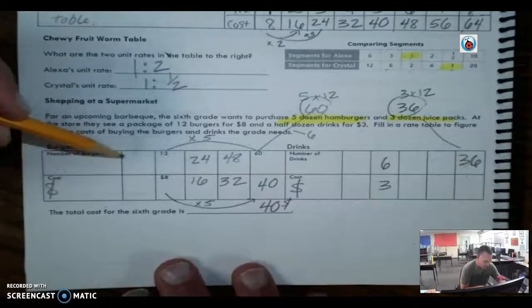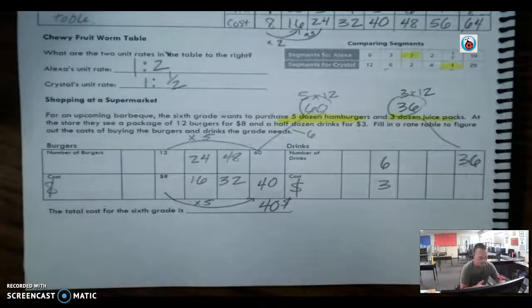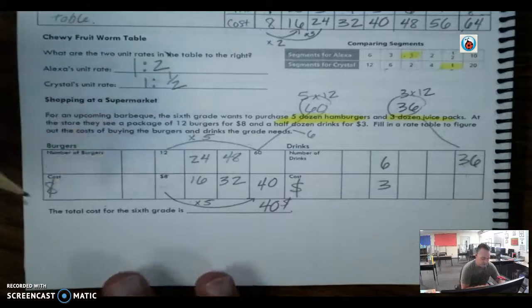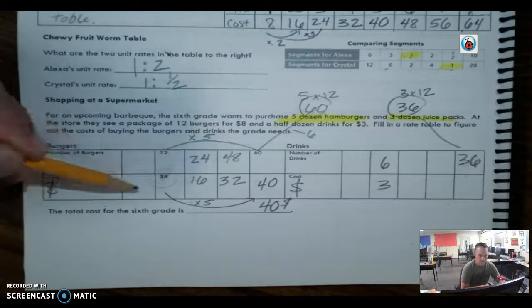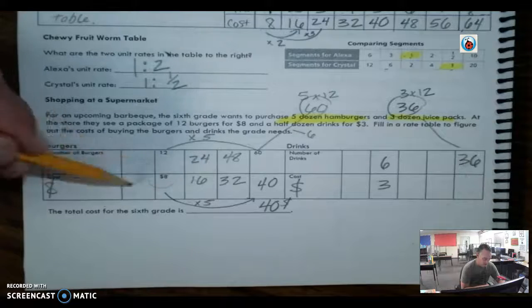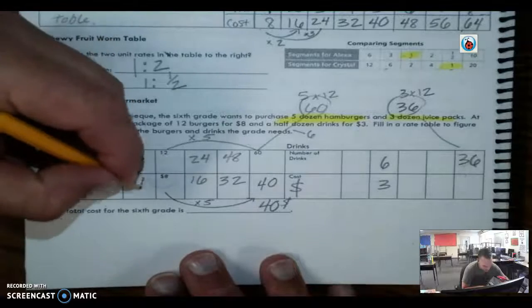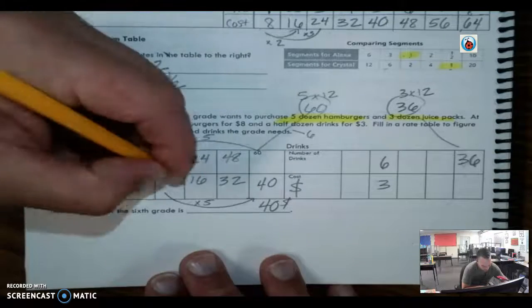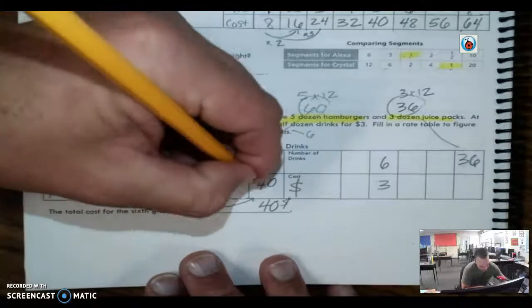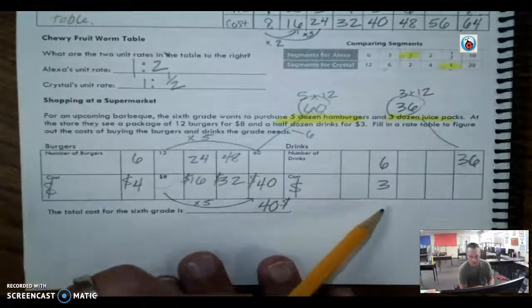Over here, they're trying to get down to what would one burger cost, and we're going to get down to a really small number. It's actually going to be less than 1. But we could figure out how much a burger is. We could split this in half. This could be $6 and $4, right? $16, $32, $40.